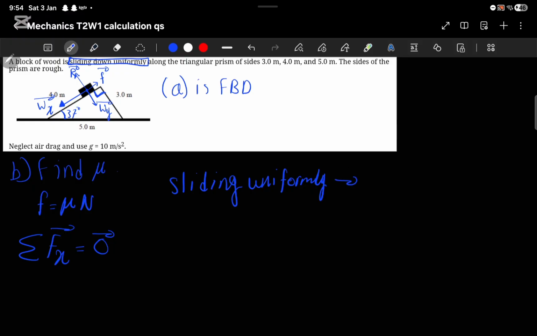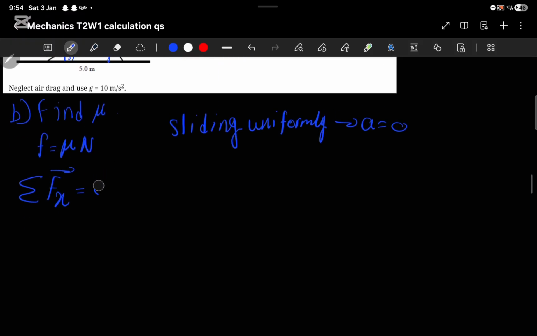What does this mean? This means that A is 0. It's not accelerating. Remember, this is inertial. Like I said last time, when it's uniform or words like stationary, those words mean essentially no change. Acceleration is 0. And that means inertial frame of reference for that question's context. Now, remember, Fx is MA. But A is 0. So what does that mean? Sigma Fx is 0.